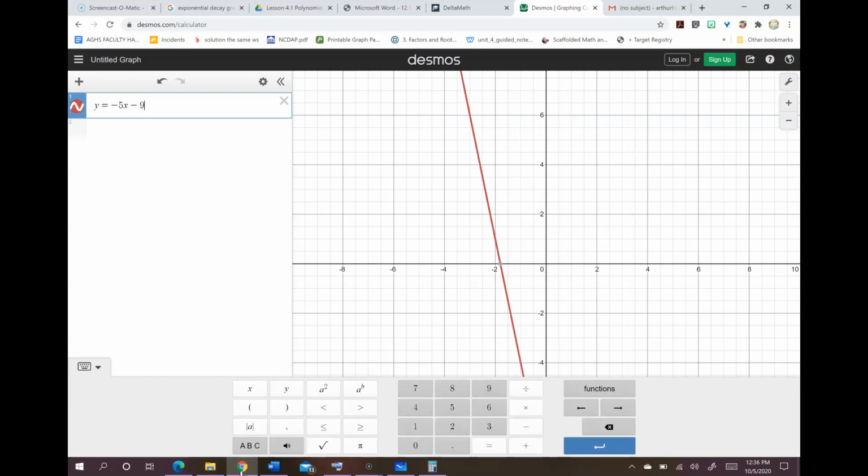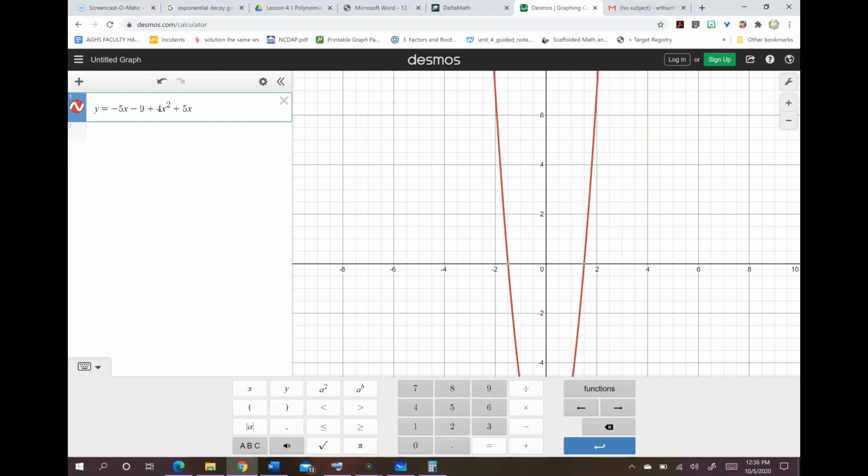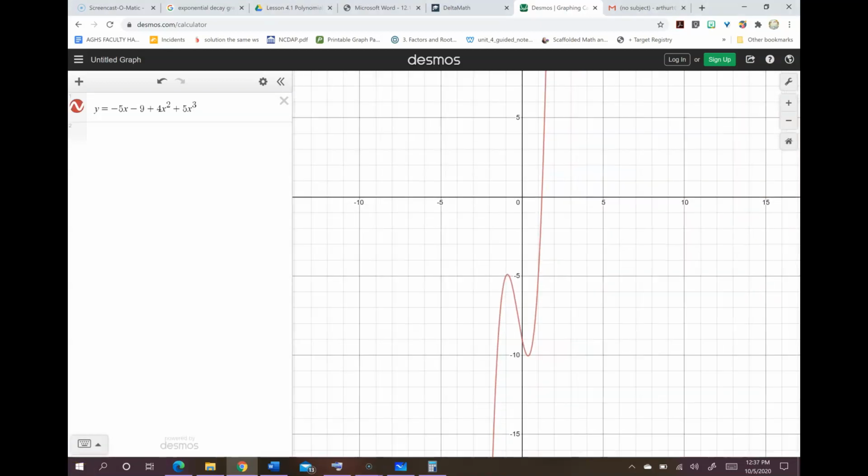Your other one is going to be y equals negative 5x minus 9 plus 4x squared plus 5x cubed. All right, so we graphed this one. We're going to have to zoom out a little bit. There we go. So this one only has one x-intercept, which is right there, and one y-intercept, which is right there. Again, see how my y-intercept is negative 9? My constant term is also negative 9.